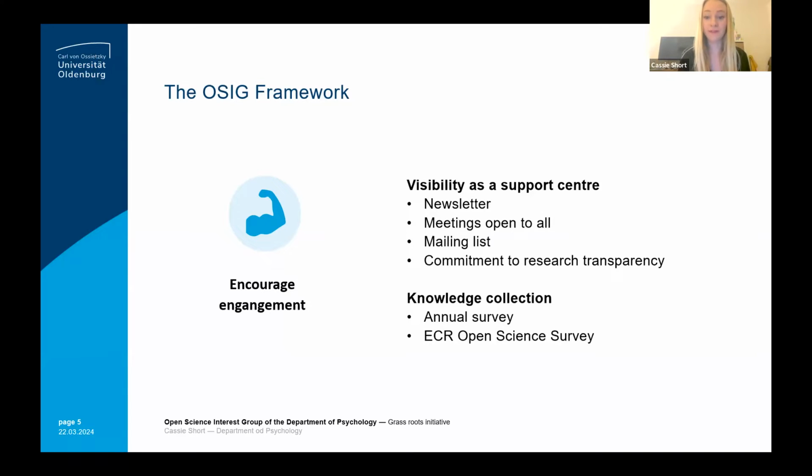And to do this, we have to be visible as a support center within the department. The ways we go about this are we have a quarterly newsletter, and we share information on the open science work that we do as an initiative, and open science work of other people in the department. So if somebody's published open access, somebody's made their code available or is sharing data, then this goes into the newsletter. And we also share just general open science news with people as well, just so they can see that this is where the field is going, and hopefully encourage some enthusiasm and engagement.